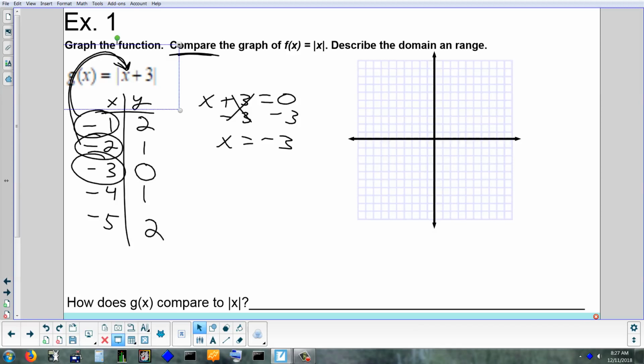Just make sure you put those in the right order. Okay. And there's our table. So that's the hard part for the graph. Now, what do I do with all those points? You have to graph them.